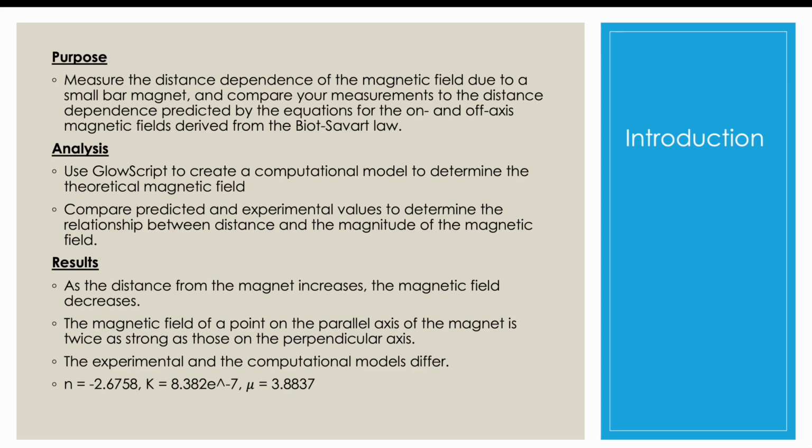As the distance from the magnet increases, the magnetic field decreases. The magnetic field at a point on the parallel axis of the magnet is twice as strong as it is on the perpendicular axis. The experimental and the computational models differ. n equals negative 2.6758, k equals 8.382 e to the negative 7, and mu is equal to 3.8837.